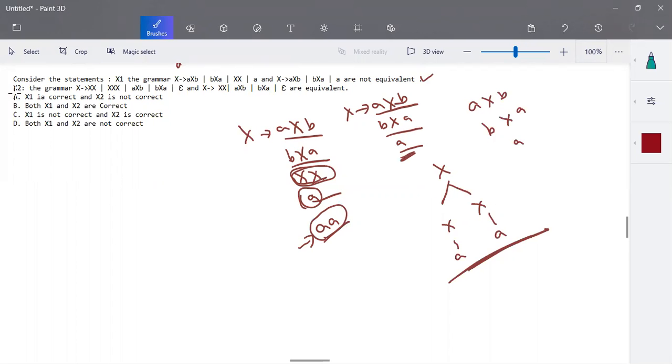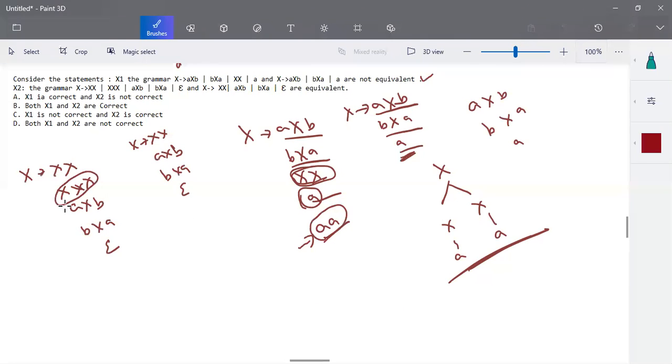And the next statement given is X2. X2 consists of two grammars again. Okay, so X tends to XX, XXX, AXB, BXA, and epsilon. And here the next grammar is X tends to XX, AXB, BXA, and epsilon. So these are the given ones. Now the only difference between these grammars is this one. Okay, so you have this portion as X tends to XXX.